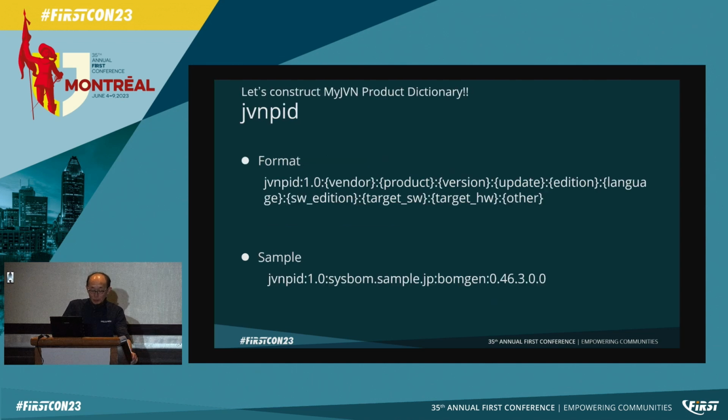This provides an overview of the format, presenting a sample of the MyJVN Product ID, JVN PID. The MyJVN Product PID follows a specific format that includes various fields representing specific information about the software product.